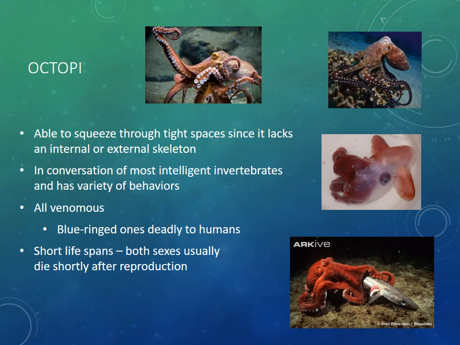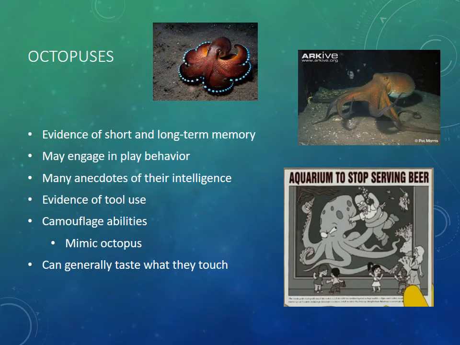Females will usually die of starvation after this process of holding their eggs and protecting them. While the males will kind of become senile and just die, and they'll not be as cautious anymore. So instead of being camouflaged, they'll just be walking around, just having a ball, having a great time. And there's evidence they have memory, so they can remember short and long-term things.